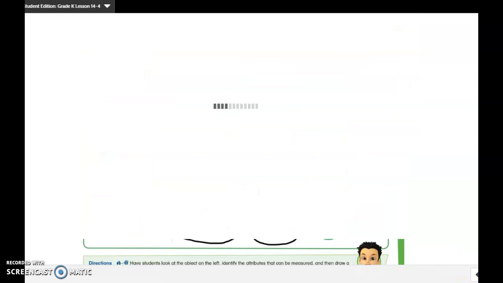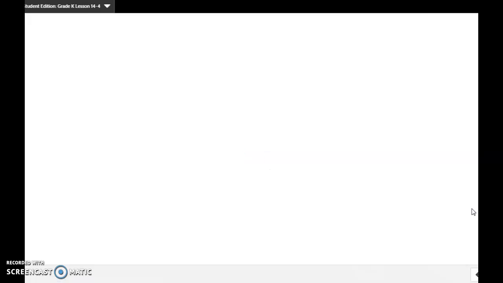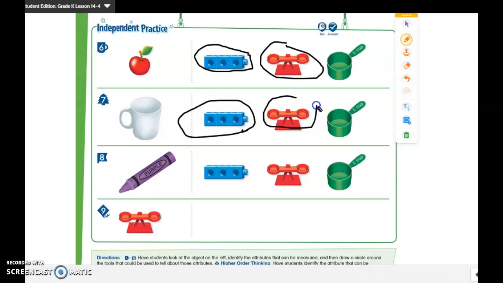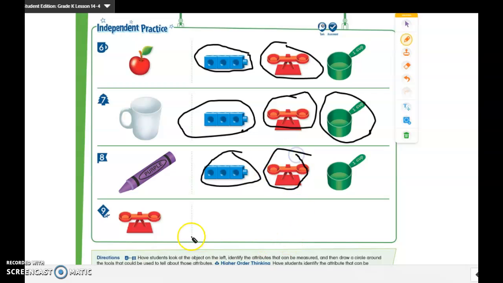Okay, so let's see if there are any more on the next page. There are. All right, take a moment, see what we got. Okay, so I would say a cherry, we can see if it's taller or shorter. We can weigh it, but we can't use a measuring cup. A cup, boom, boom, and we can see if something is inside it, and is it full, and how much. Crayon, boom, boom.